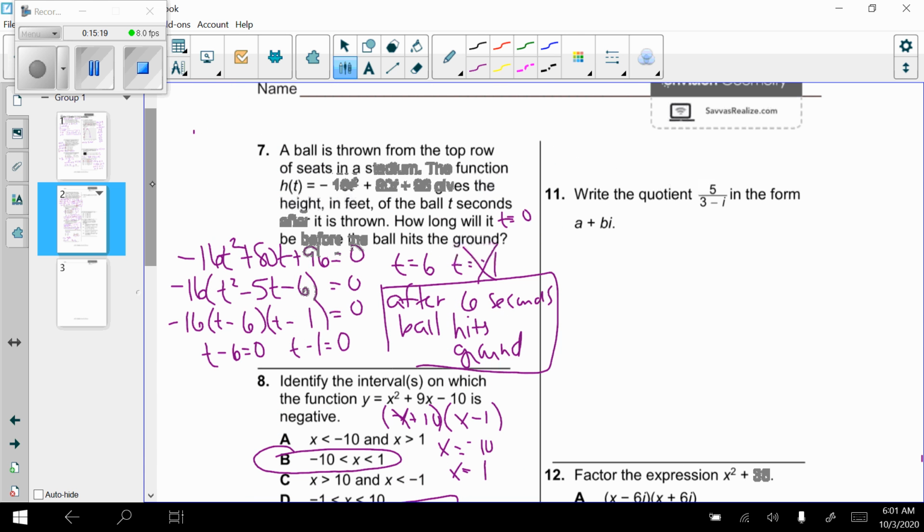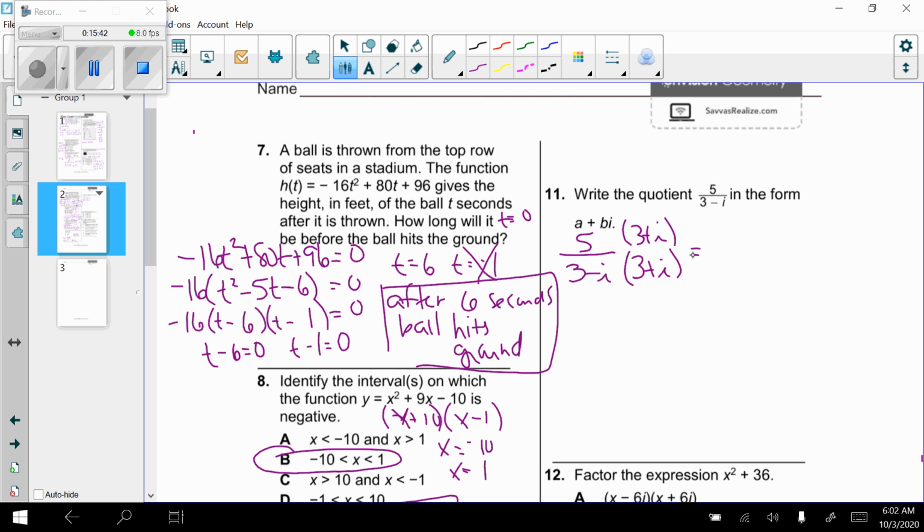All right, number 11, write the quotient 5 over 3 minus i in the form a plus bi. So again, we are not allowed to have an i in the denominator. So to get it out of the denominator, I multiply by the conjugate. The conjugate of 3 minus i is just 3 plus i. Whatever I do to the denominator, I have to do to the numerator.